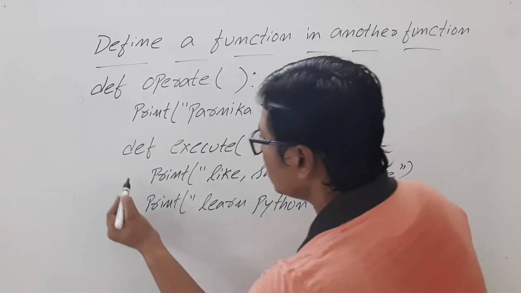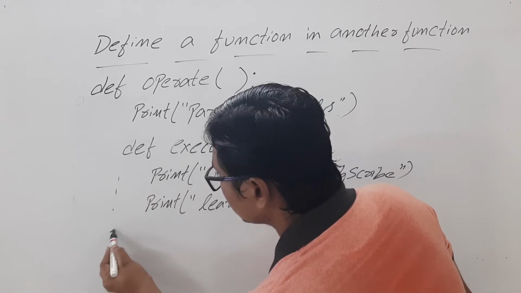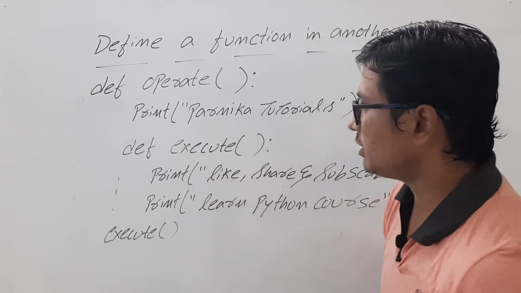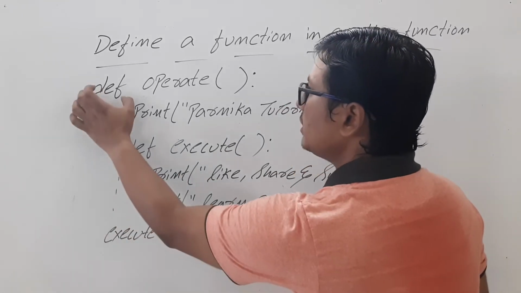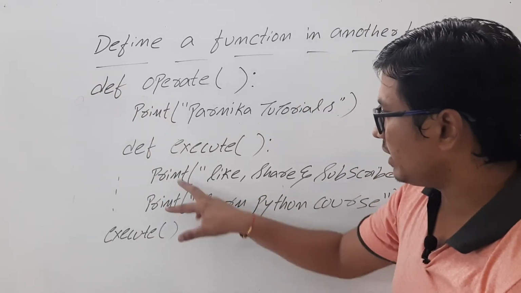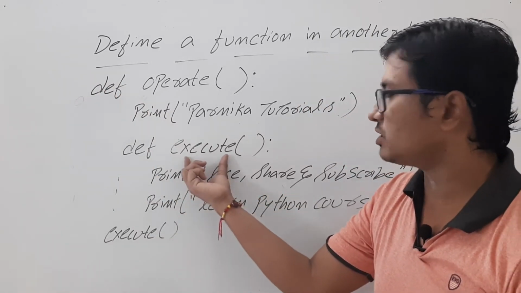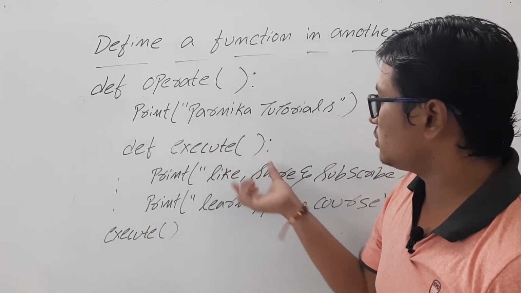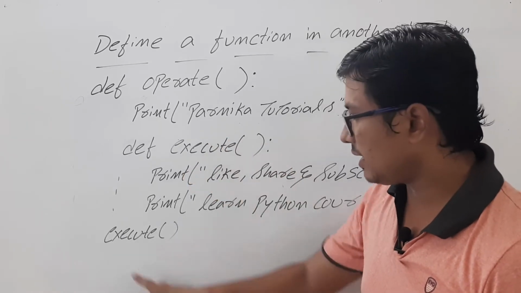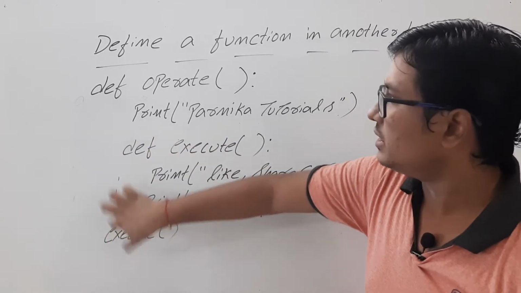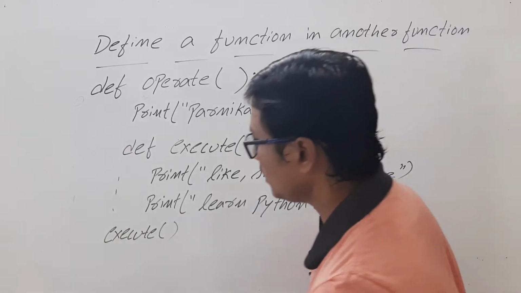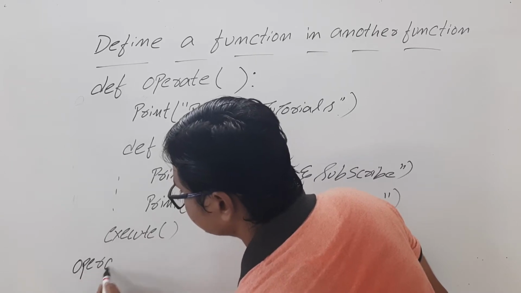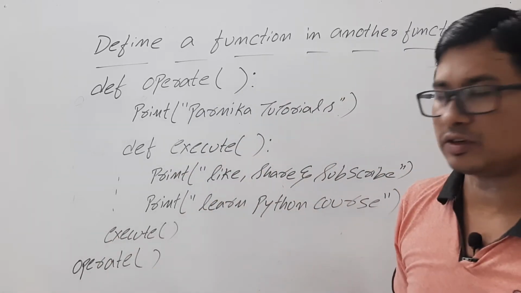And then look at here. Here I am calling this function called execute. This is very important. This call should be here because this execute call is a statement that belongs to this function, whereas these two print statements belong to the function called execute. So the indentation is very important. These two statements belong to execute, and this one is one of the statements inside the operate function. Now I am calling the function called operate.